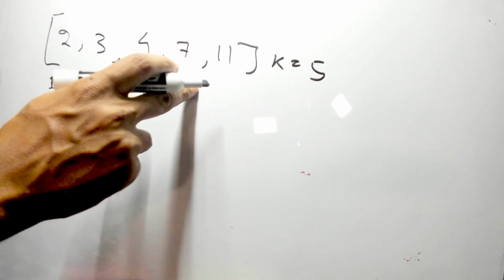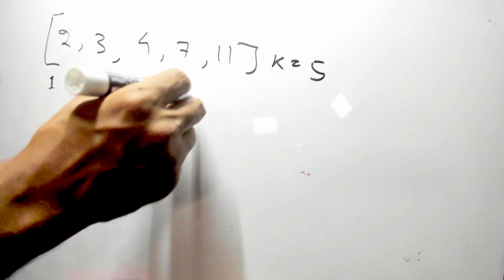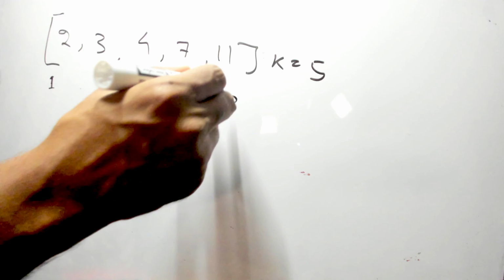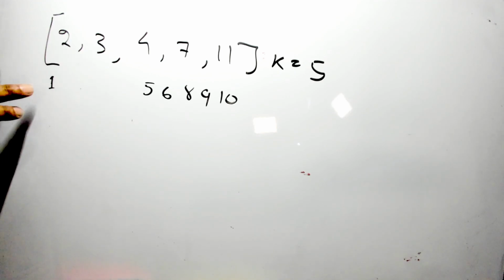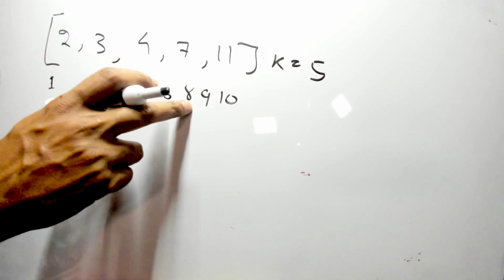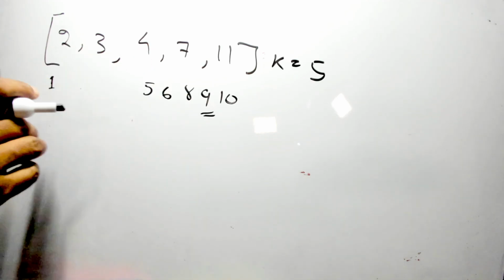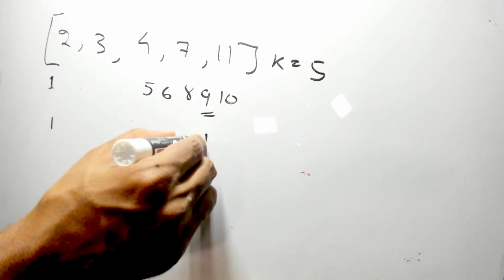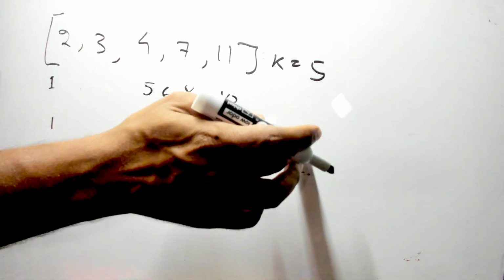Now after 7, the missing numbers are 8, 9, and 10. Now if you see, the fifth missing number is, counting 1, 2, 3, 4, 5, that is 9, right? So the simplest way to calculate this is creating numbers from 1 to 11 plus 5, that is 16, right?